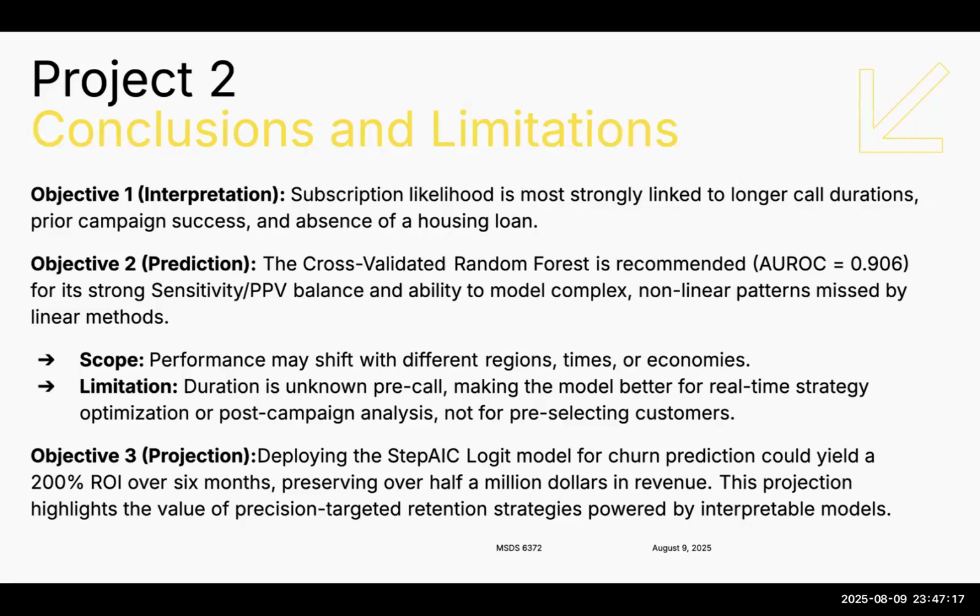And for objective 3, which was something we wanted to do to really put this model into a practical business context, we deployed the stepwise AIC logistic model for churn prediction. We noticed that with a 2% return on investment over 6 months, we preserved over $500,000 in revenue. And this projection really highlights the value of precisely targeted retention strategies that are powered by interpretable models. And we were really thrilled by that result as well.